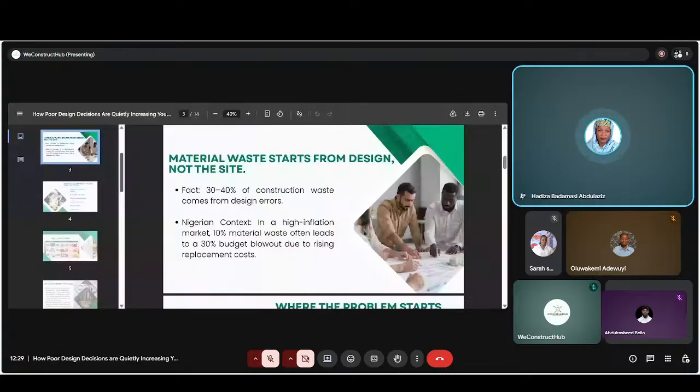So if waste is designed into the project, what specific design mistakes are causing this, and how do we avoid that?